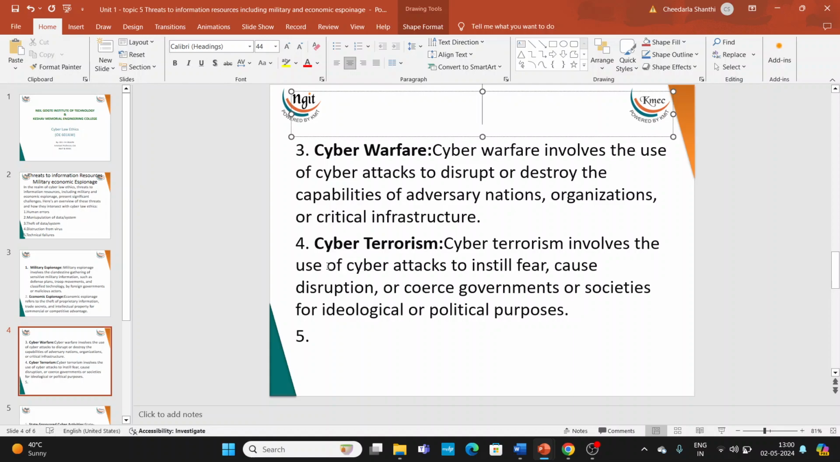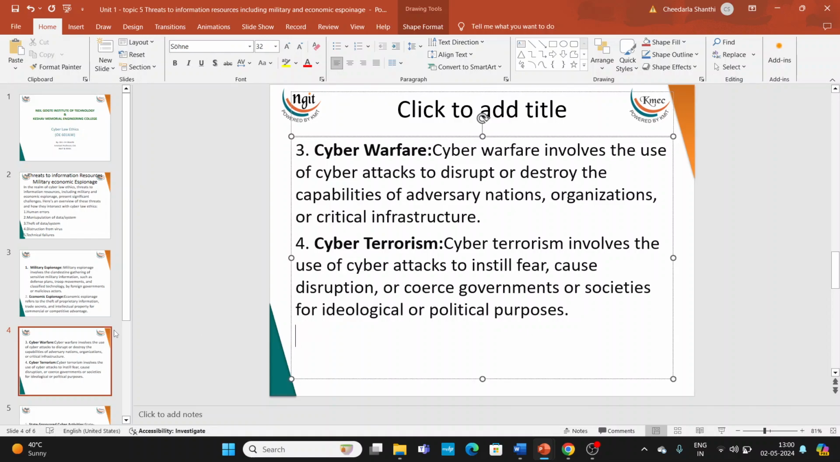So now coming to cyber terrorism, it involves the use of cyber attacks. In cyber terrorism, we have fear, disruption of societies, and ideological or political purposes. We are going for cyber terrorism.